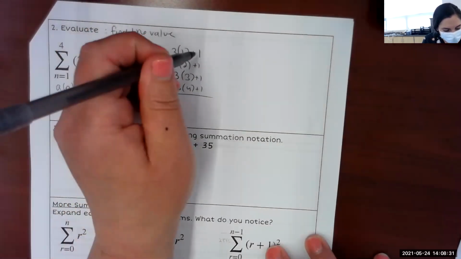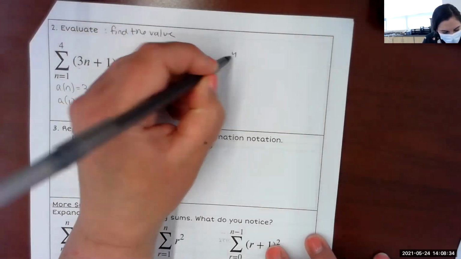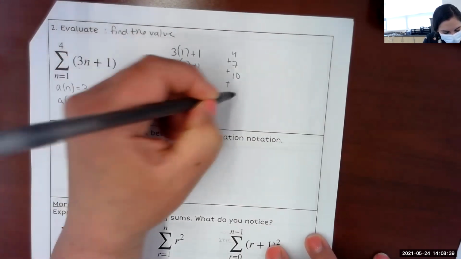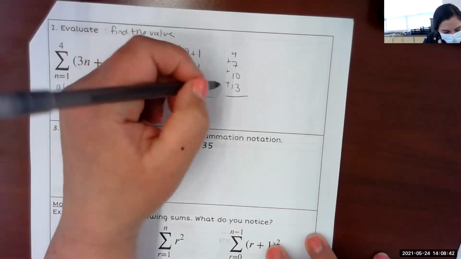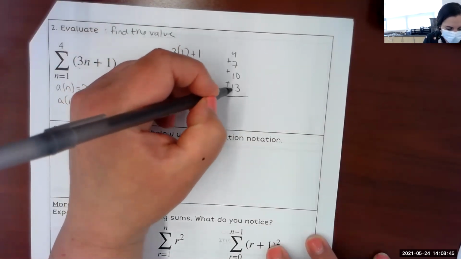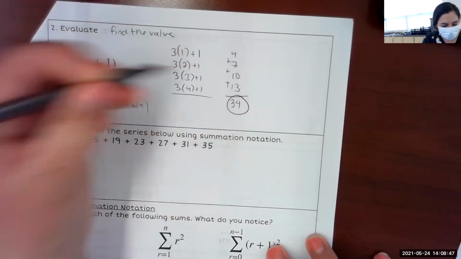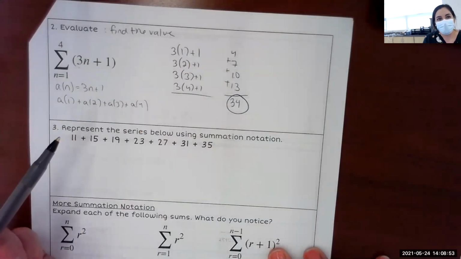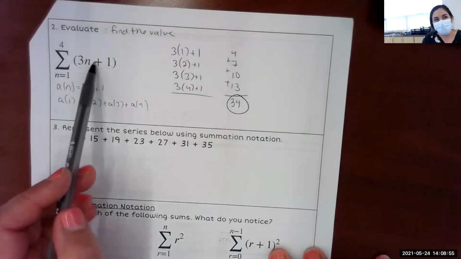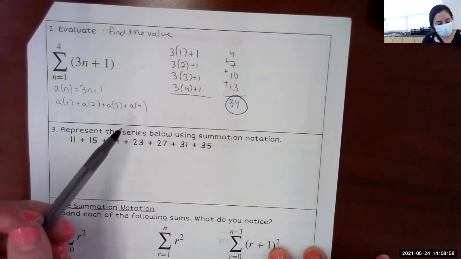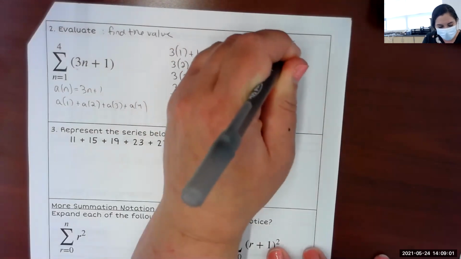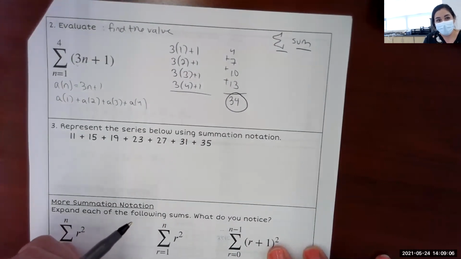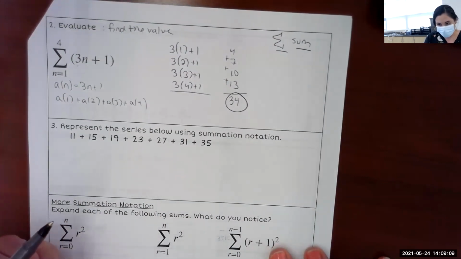Right? So this is 4 plus 7 plus 10 plus 13. So 4 plus 7 is 11, 11 plus 10 is 21, 21 plus 13 is 34. Okay. So that's all this is telling us to do, right? That's all this is telling us to do, just expand it out and then add, right? Whenever you see sigma, this is sum. So now we're in series, which is the sum of the sequence. Okay.